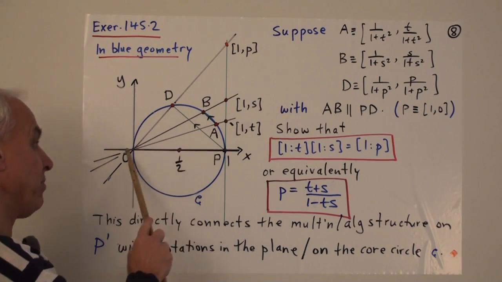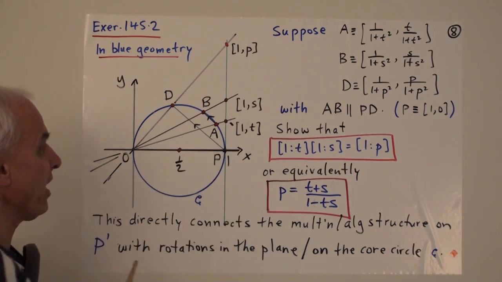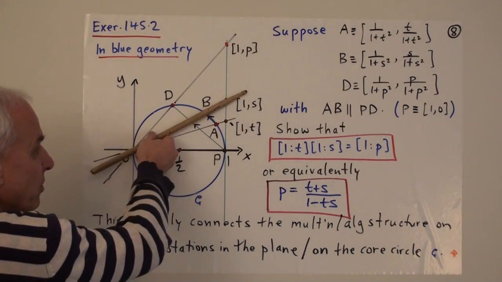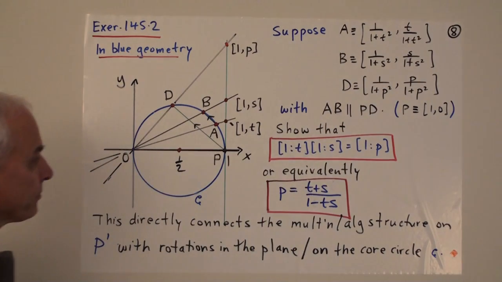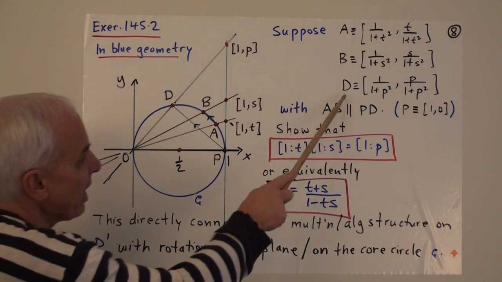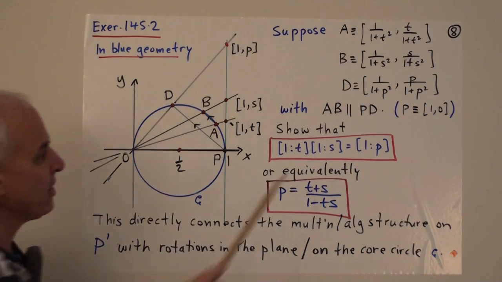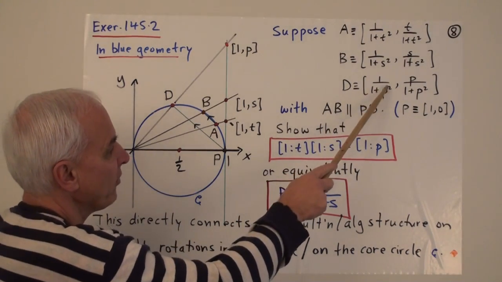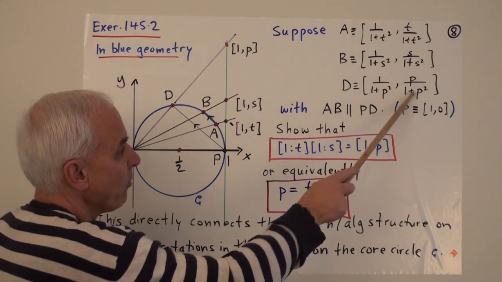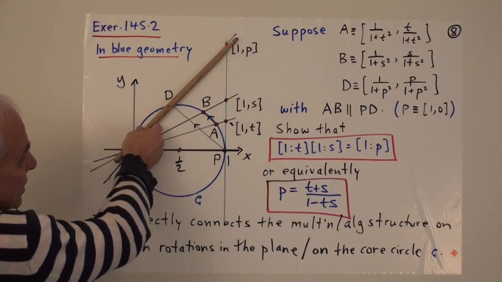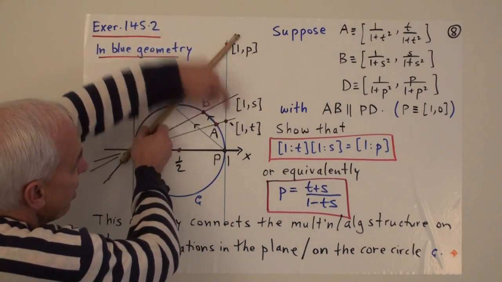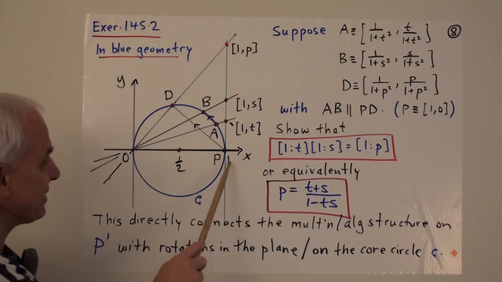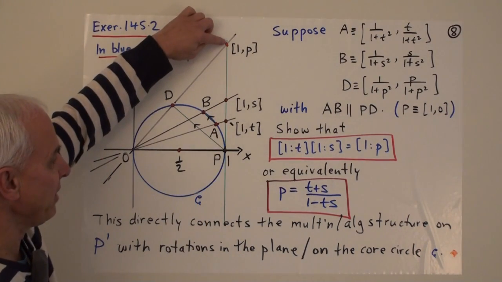And B is the place on the core circle where this line 1, s meets the core circle. It's got coordinates 1 over 1 plus s squared and s over 1 plus s squared. And let's also suppose that we have a third point D given by 1 over 1 plus p squared, p over 1 plus p squared, so that it's the point on the core circle such that this line goes through our x equals 1 line at the point 1, p.